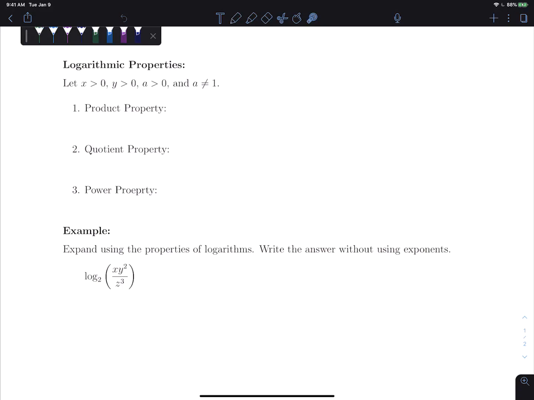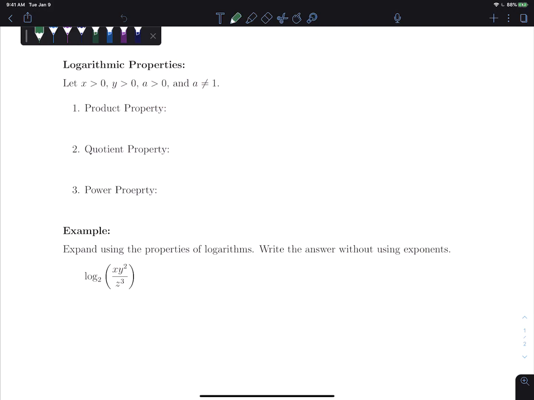Hello. In this video, we're going to start looking at logarithmic properties. First, we're going to assume x is greater than 0, y is greater than 0, a is greater than 0, and a is not equal to 1. Okay, so with all that covered, let's go ahead and look at the product property.